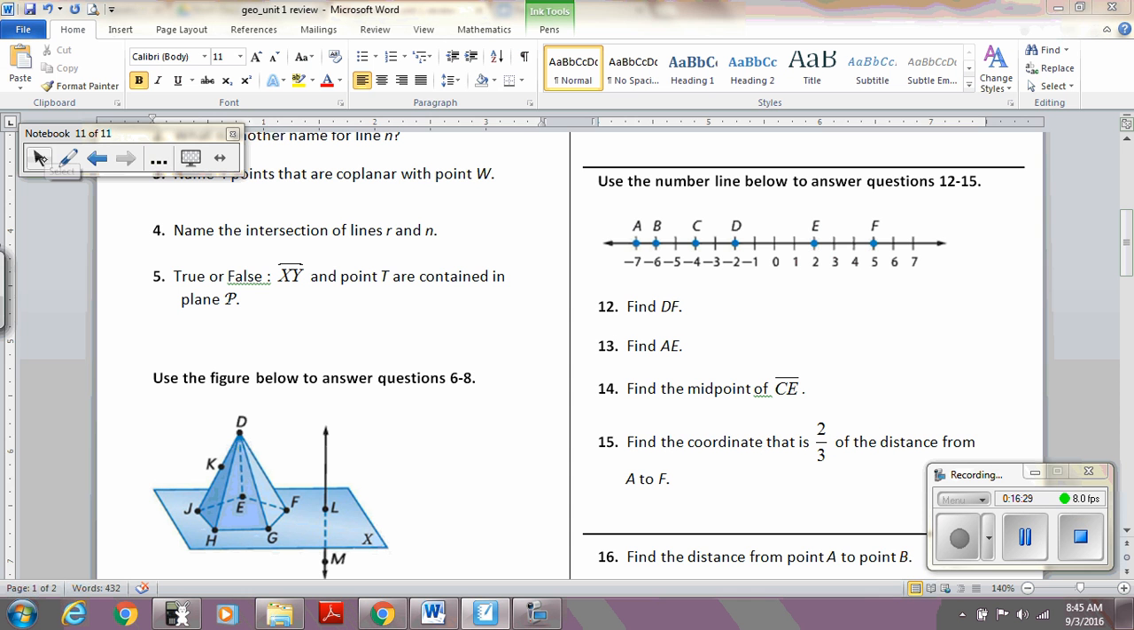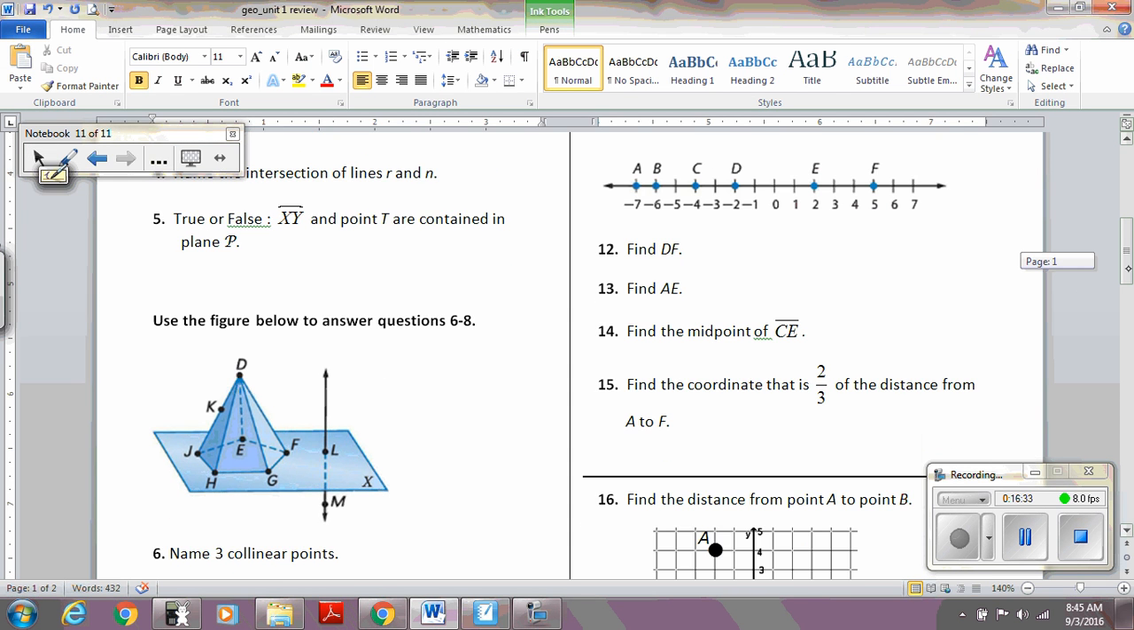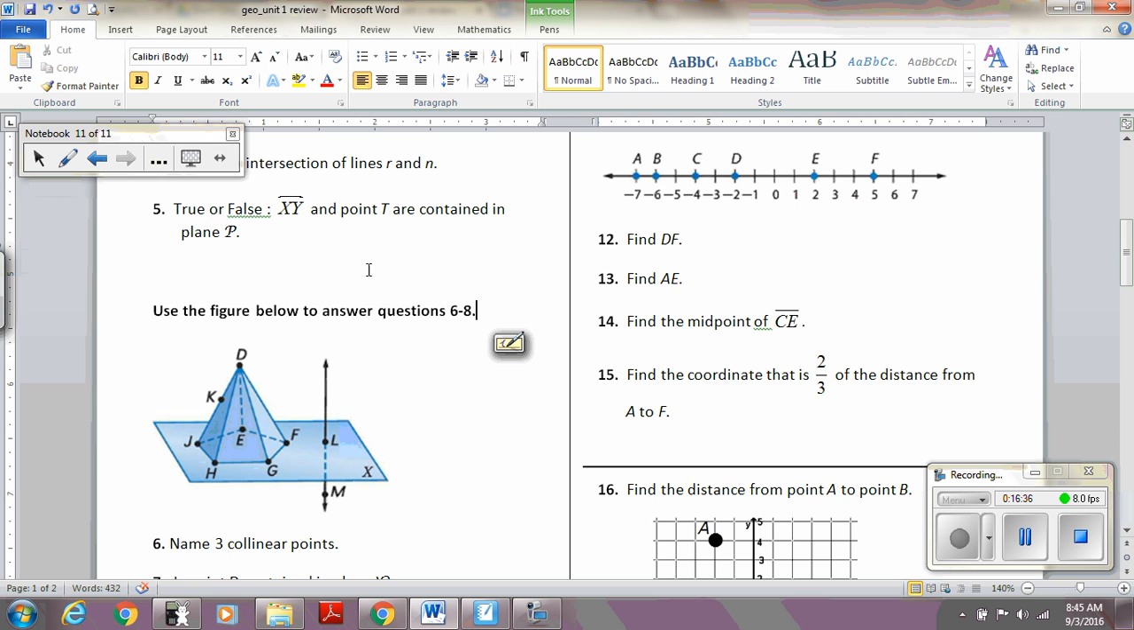For number 15, it wants us to find the coordinate that is 2/3 of the distance from A to F. So this is a fractional distance question because there's a fraction in the problem. Hint, hint, wink, wink. So since it's a fractional distance problem, there are 3 steps.